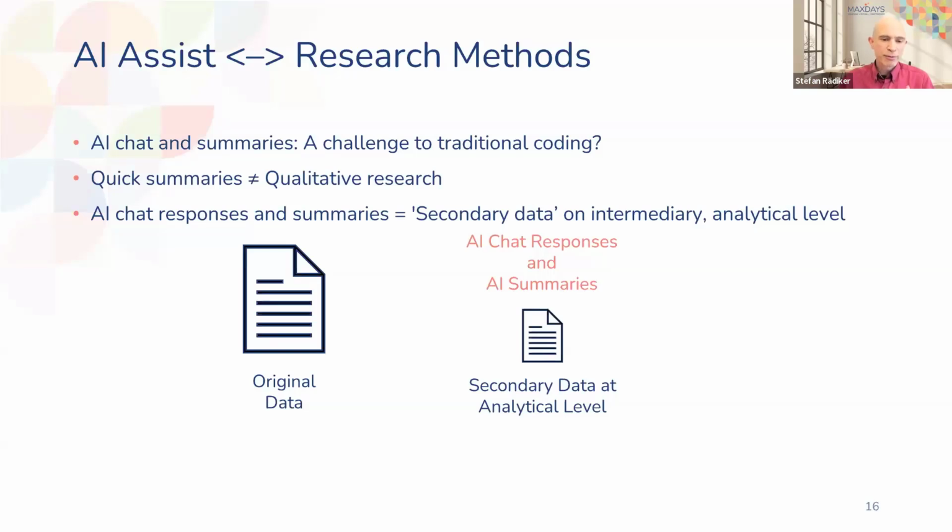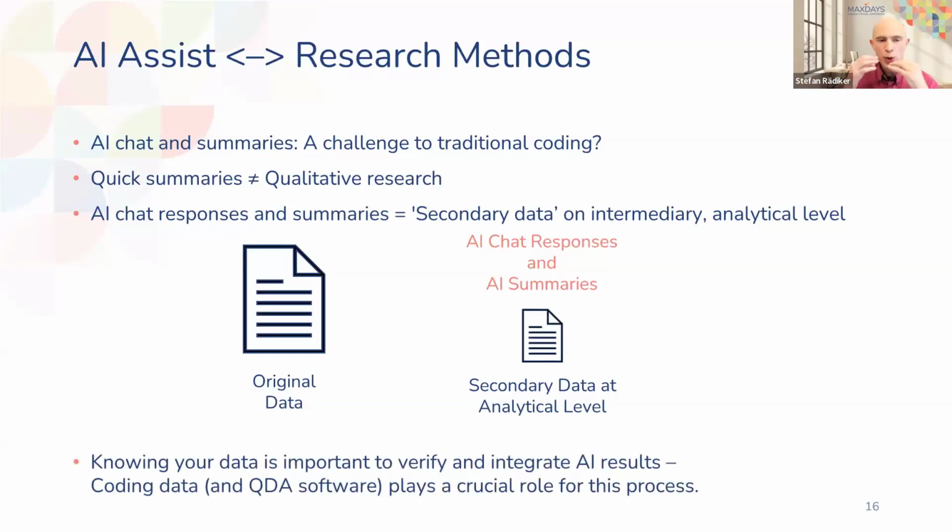And this perspective underscores the importance that we are familiar with and know our own data in detail to efficiently evaluate and verify and integrate the AI results into our analysis. And I think here, answering the question, is coding still necessary? I would say yes, because to not only pull themes using AI and to make sense from the data, coding data, and especially QDA software as MAXQDA plays a crucial role for this verifying and integrating process and bringing together our original data and secondary data level at an analytical level.